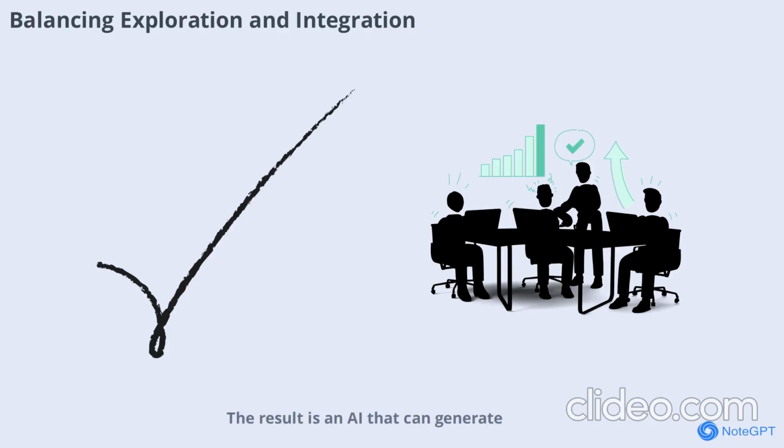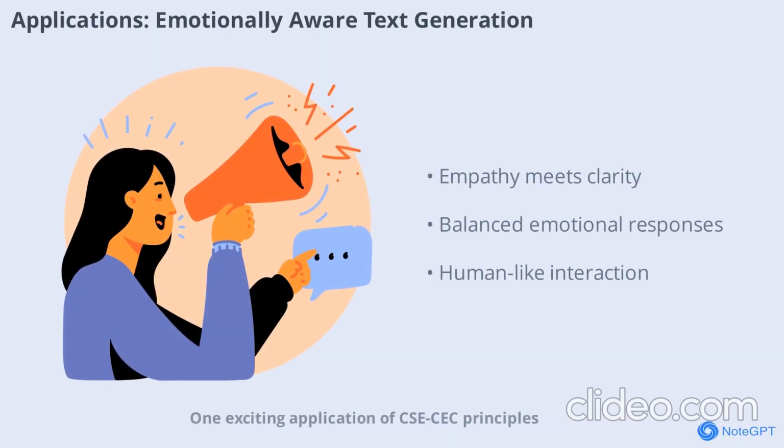The result is an AI that can generate responses that are both creative and contextually appropriate, adapting to changing inputs and learning from its own outputs. One exciting application of CSE-CEC principles is in emotionally aware text generation.